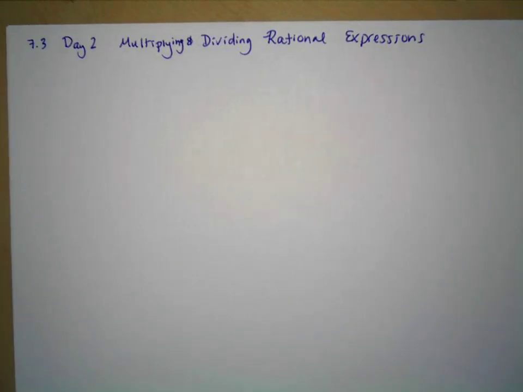Hello. You might recall the last Friday before school closed that we were talking about section 7.3, multiplying and dividing rational expressions. So today we're going to look at day 2 of this section. And in day 1, we were only looking at expressions with monomials. Today we're going to look at more complicated polynomial expressions.